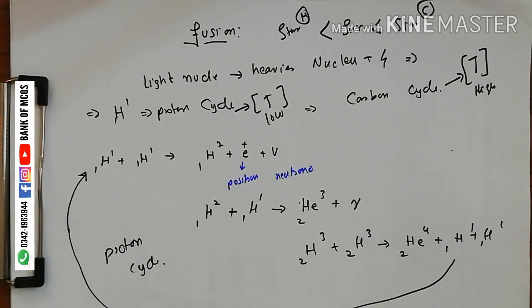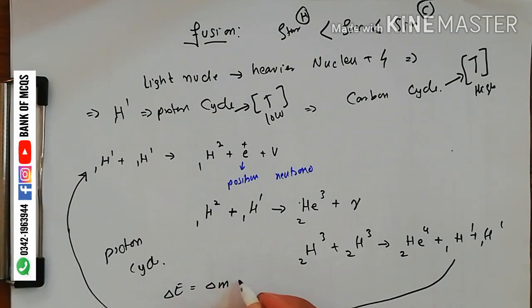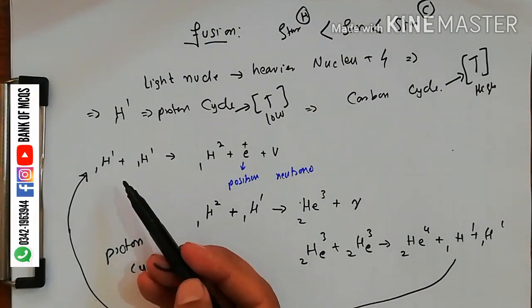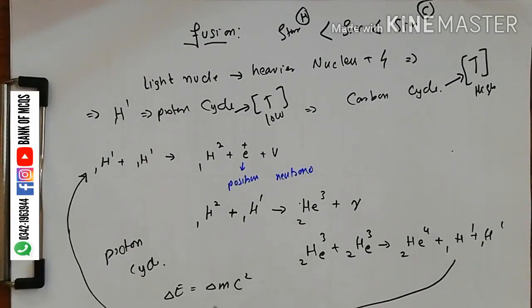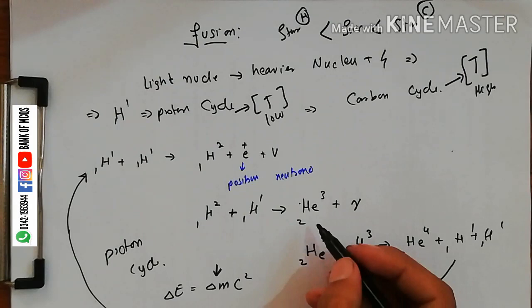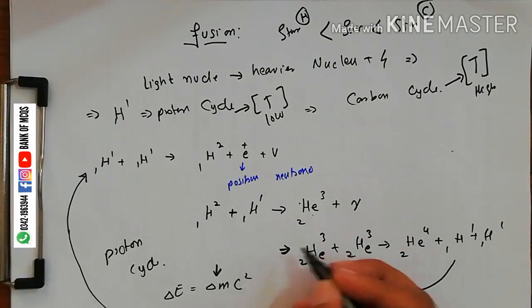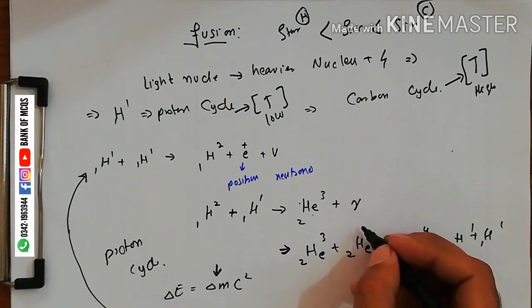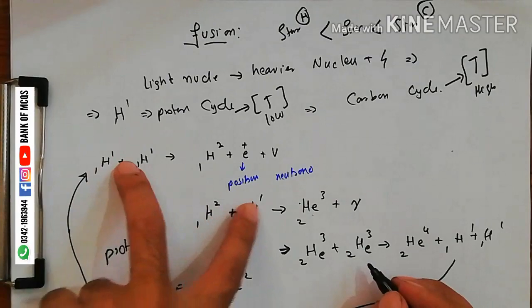Now the total energy evolved, how much energy will be produced, is equal to the change in mass multiplied by c squared. Again, in the reaction, look at this: proton plus proton. How much change in mass occurs? Looking into the reaction, protons react and form 1H2, a positron plus a neutrino. In the third step, 2He3 reacts with another 2He3. So where did this other 2He3 come from? This reaction will occur twice.